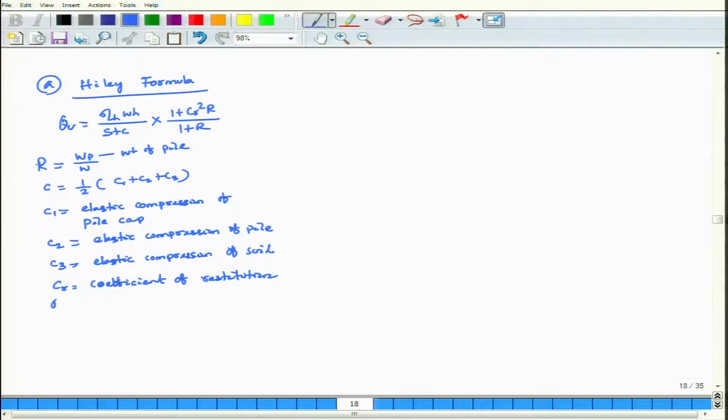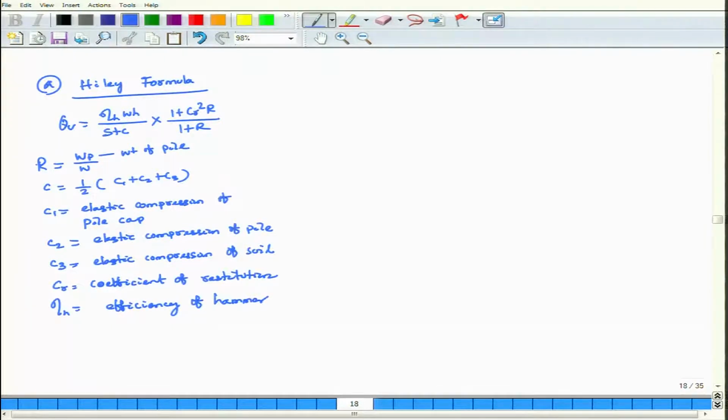And eta H is equal to the efficiency of the hammer. Based on the energy relationship, Hiley has given a formula: N H into eta H into W H divided by S plus C, plus 1 plus C R square into R divided by 1 plus R.